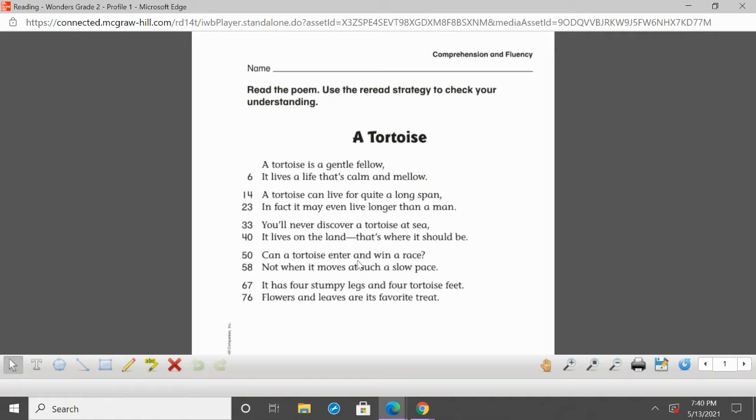Can a tortoise enter and win a race? Not when it moves at such a slow pace. It has four stumpy legs and four tortoise feet. Flowers and leaves are its favorite treat.